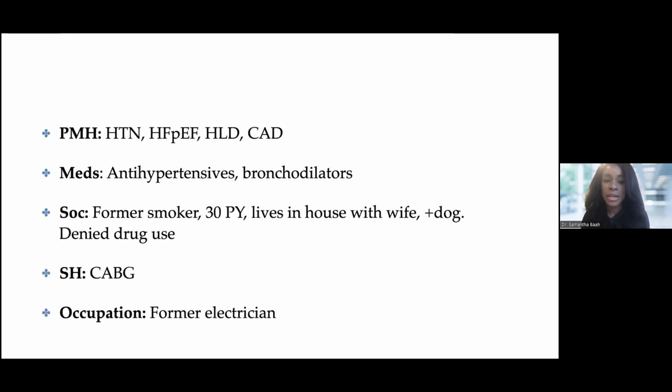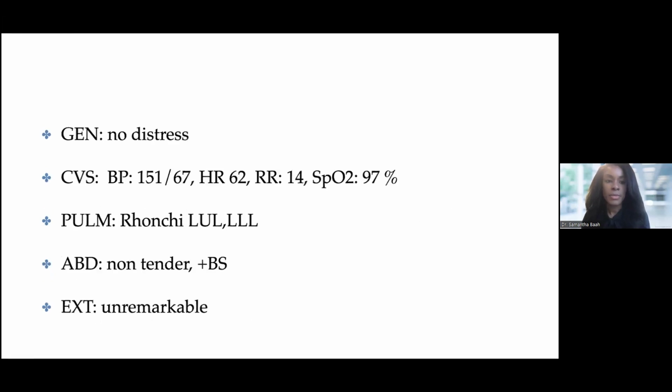He has a history of hypertension, HFpEF, coronary artery disease. He was on some bronchodilators and antihypertensives. He lives in his house with his wife and his dog, no drug use. He had a CABG, and he was a former electrician. On exam, he was pretty much unremarkable, besides the fact that he had some rhonchi in his left upper and lower lungs, but otherwise he looked pretty well.